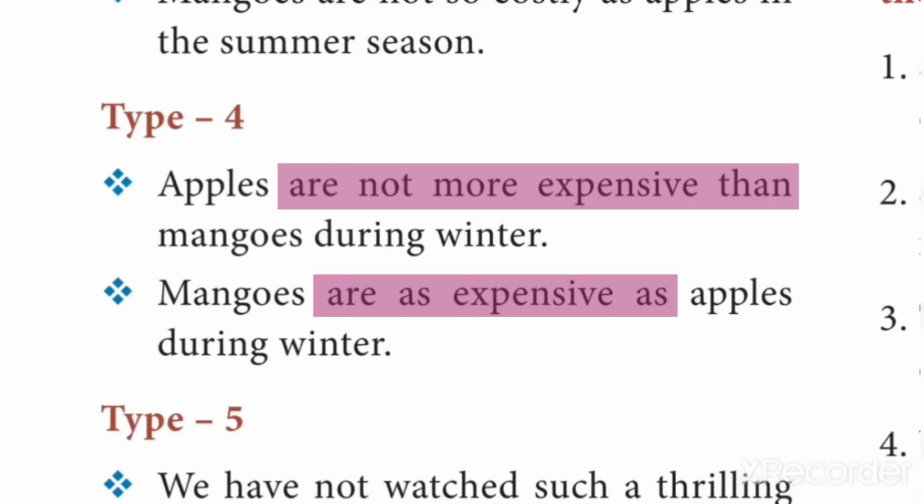What you should observe here is the grammatical usage of verb and adjective. The first sentence is negative, and see, not more expensive than mangoes. And the second sentence is mangoes are as expensive as apples. See the arrangement of words here.